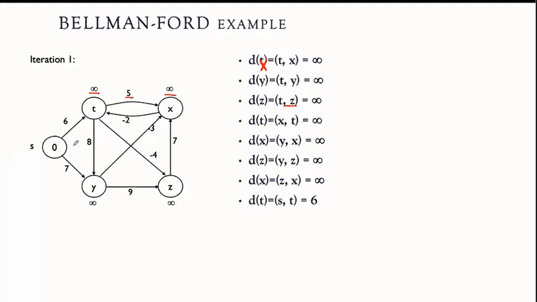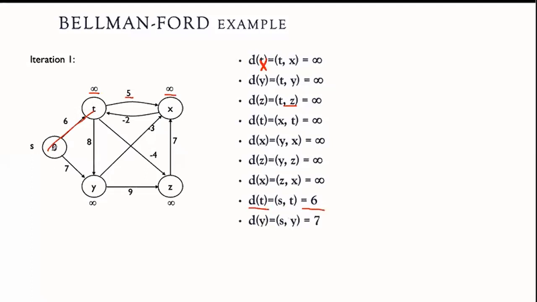Next, s to t, edge s to t. Okay, edge s to t, it will update the distance of t. 0 plus 6, the source value is 0. 0 plus 6 is less than infinite. So, distance of t is updated to 6.